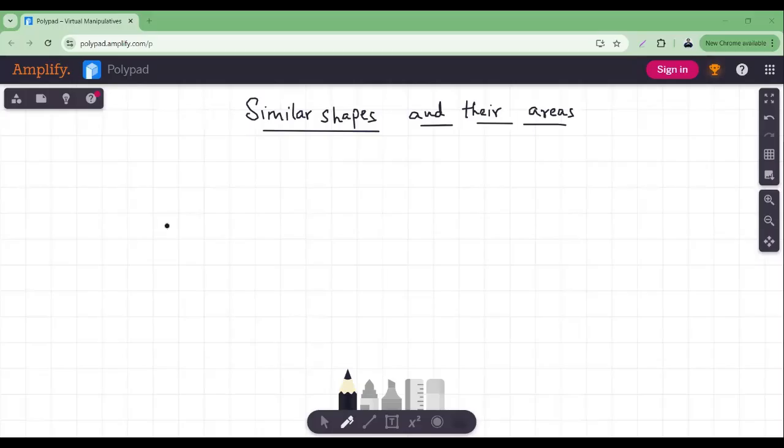Hello, math champions. In this video, we're going to learn something more about similar shapes and their areas. First, a quick recap about similar shapes.